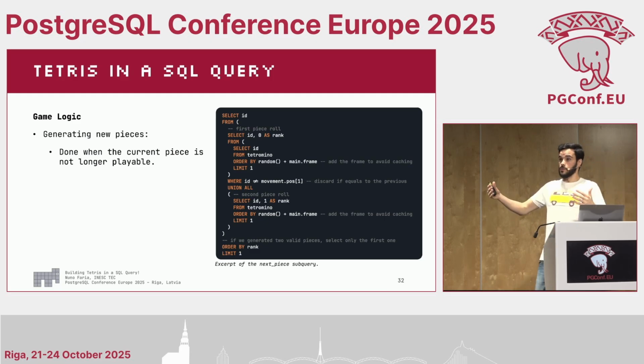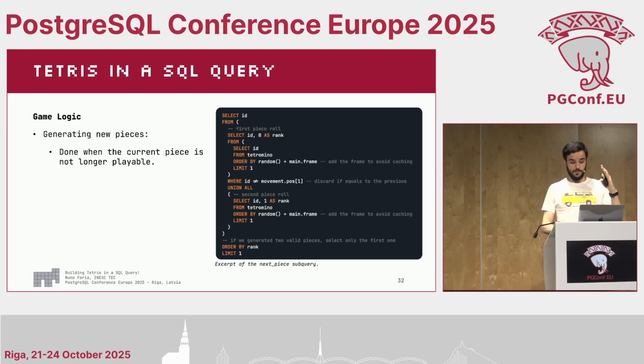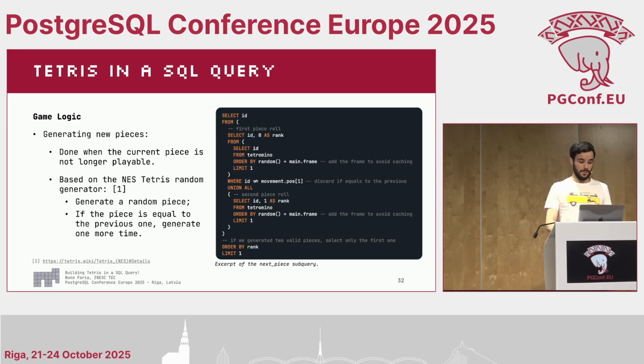We also need to generate new pieces when we drop the current one. To do this, we take a similar approach to the NES Tetris game, so we generate a new piece, and if that piece matches the previous one, we generate another just to remove some bias against generating duplicate pieces.